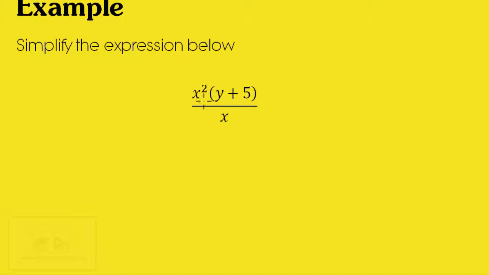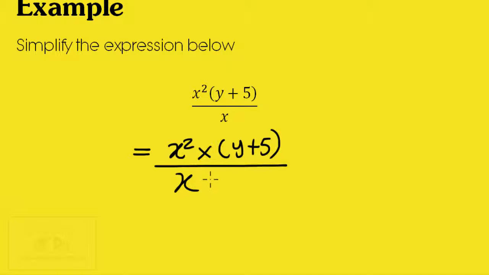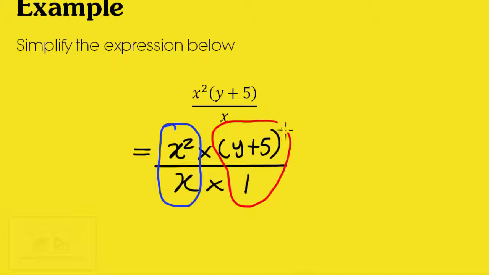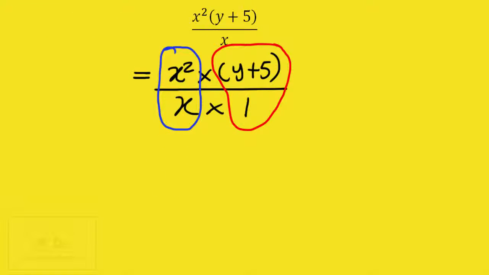Simplify the expression below: x squared times y plus 5, divided by x. This expression can be written as x squared times y plus 5, divided by x times 1. And now we can group fractions. I can form a fraction with these two, and I can form a fraction with these two. And I intentionally formed a fraction with the term involving x in the numerator and the term involving x in the denominator because, as you'll see shortly, I get this expression, x squared over x times y plus 5 over 1.